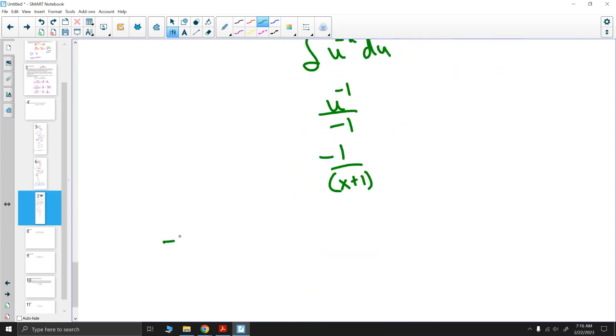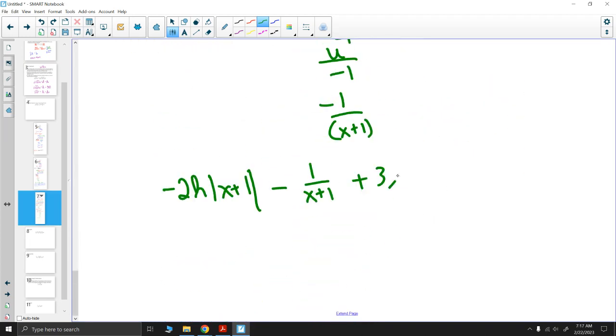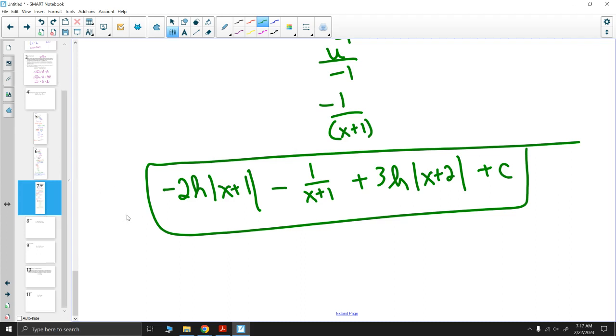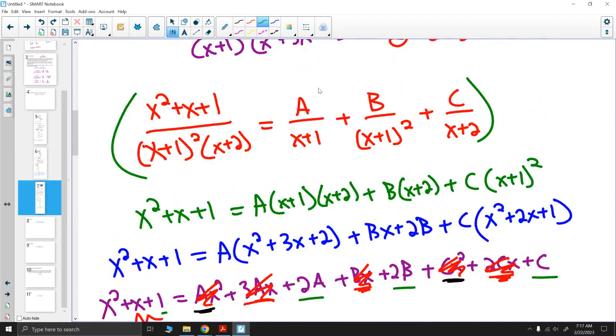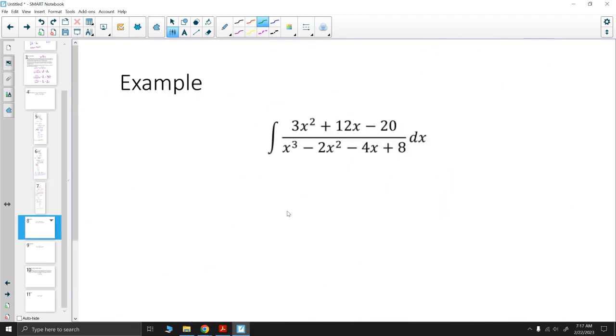So we have -2 natural log of x plus 1 minus 1 over x plus 1 plus 3 natural log x plus 2 plus c. Okay. So again, sometimes we have to do some long division to factor, but not to simplify. Okay. So factoring polynomials is pretty important. All right, let's take a look at another one.